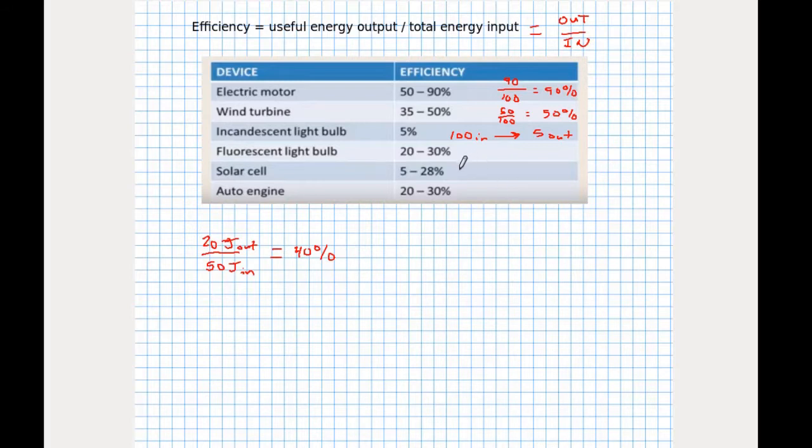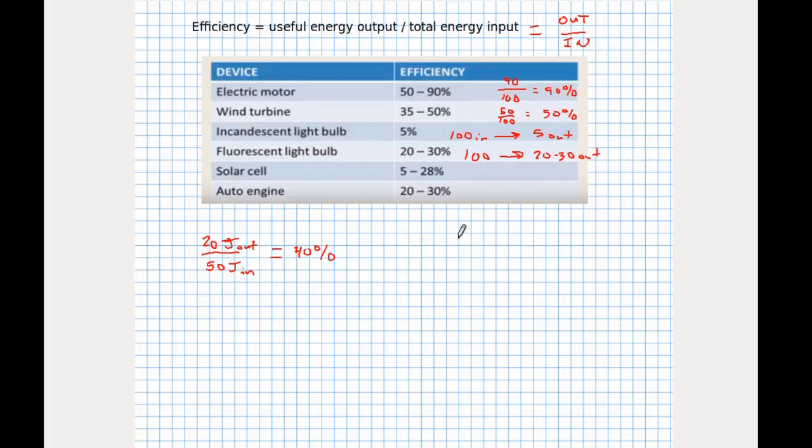A fluorescent light bulb, on the other hand, is about 4 to 6 times more efficient than an incandescent light bulb because it doesn't produce as much heat. So that means if you put 100 in, that turns into 20 to 30 out. And again, that range has to do with the different kinds of designs of light bulbs and exactly how you use them.